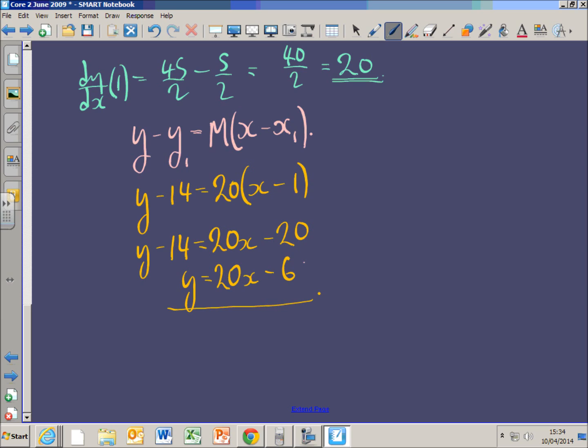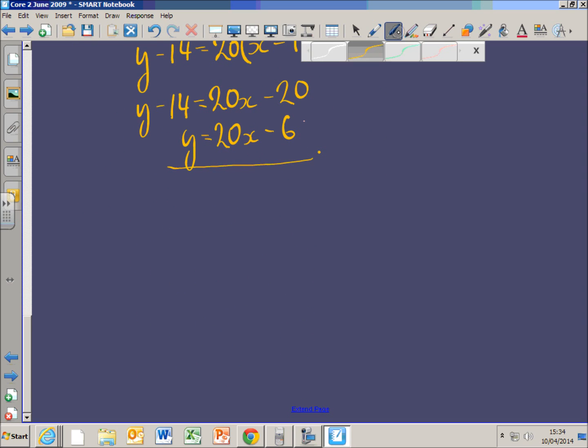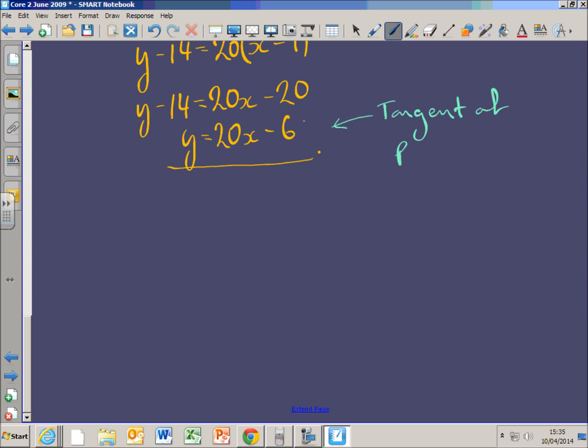Now, last question. I've got the tangent to the curve at P. So this is the tangent at P. And it says that the tangent at P intersects the tangent at M. It's just a flat line, isn't it? So it's going to be y equals a constant number. I just need to find out what that constant number is.